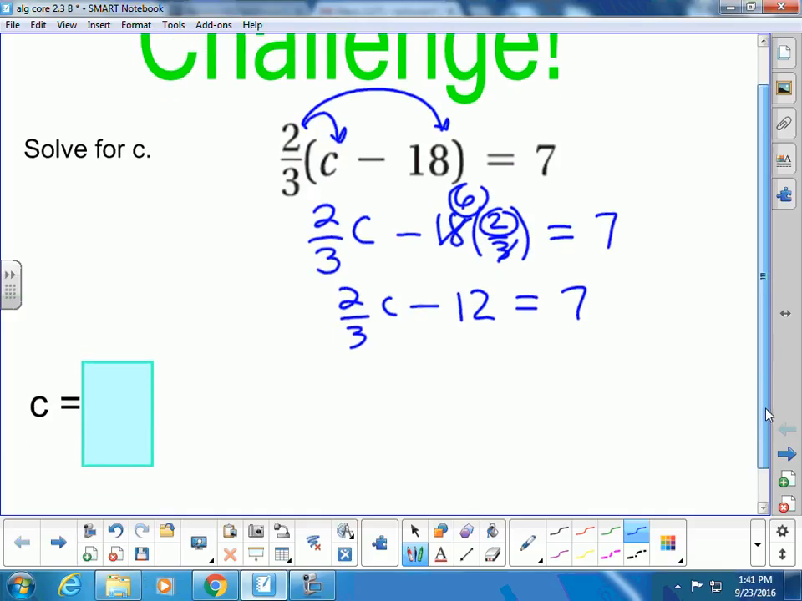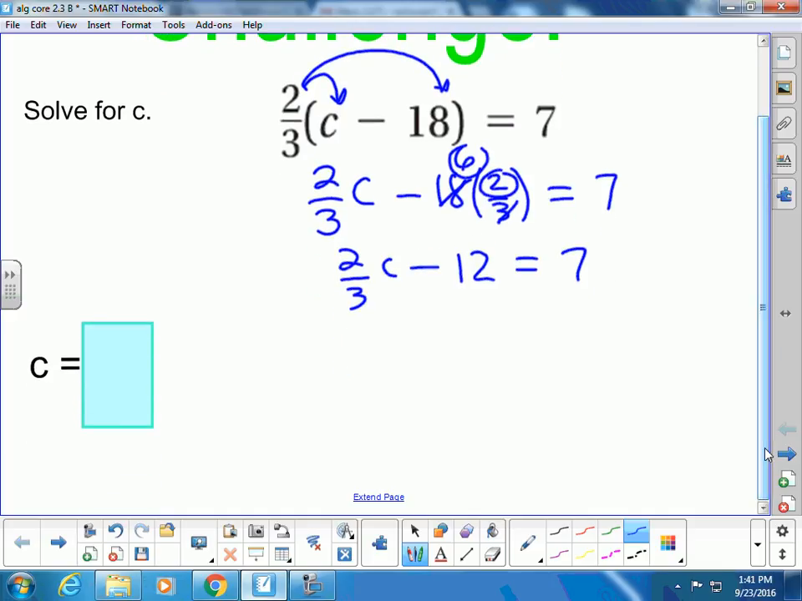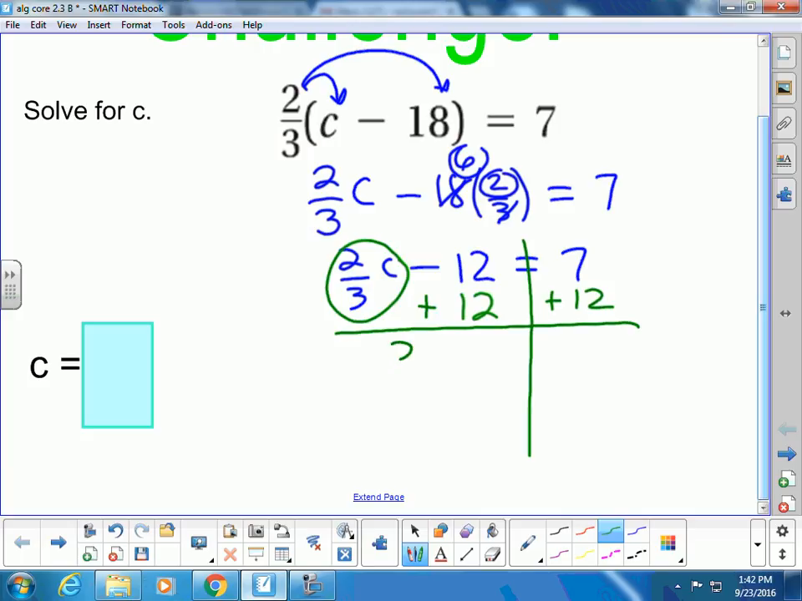Now we have to undo addition or subtraction before multiplication or division. So the next step I would do is add 12 to get this, circle the C and the stuff with it. So 12 is not touching the C or the -12, so I have to add 12 to both sides. And you end up with 2/3 C still equals 7 plus 12, 19.